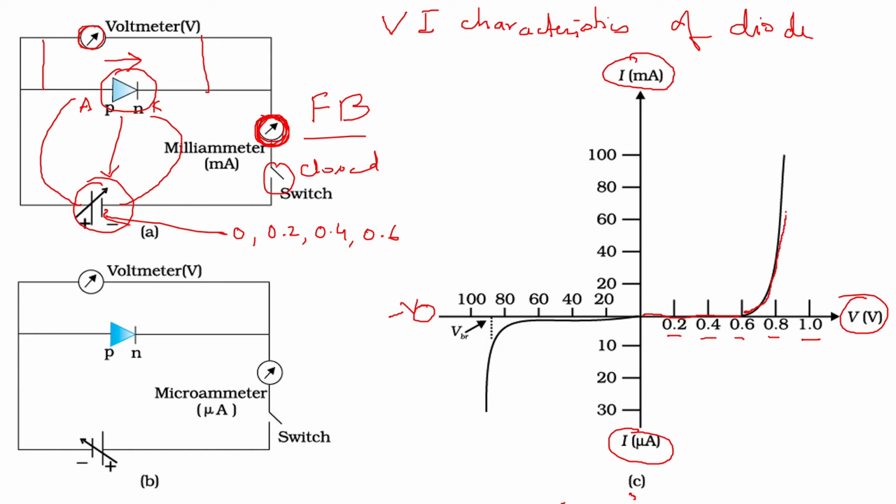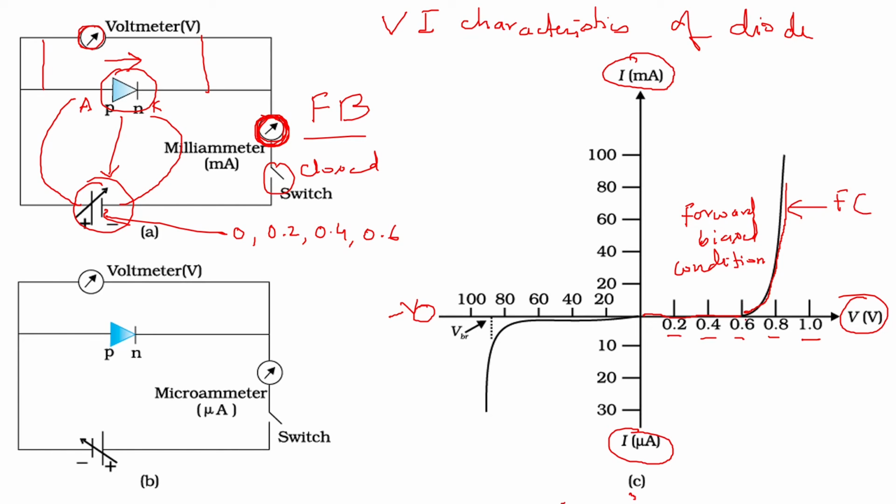But after the potential barrier is overcome, the current starts flowing because the majority charge carriers start crossing the depletion region, and you can see this. This is nothing but your forward current, and this is your forward biased condition.